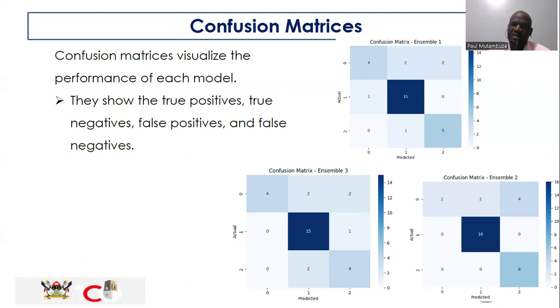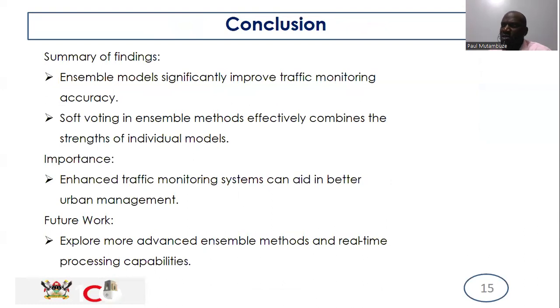In balancing performance, ensemble 3 showed balanced performance with relatively few errors across all the classes. Then on strength in class 1, all the three ensembles performed best predicting class 1, which is likely due to the high number of instances within the data set. So in conclusion, the ensemble model significantly improved traffic model accuracy.